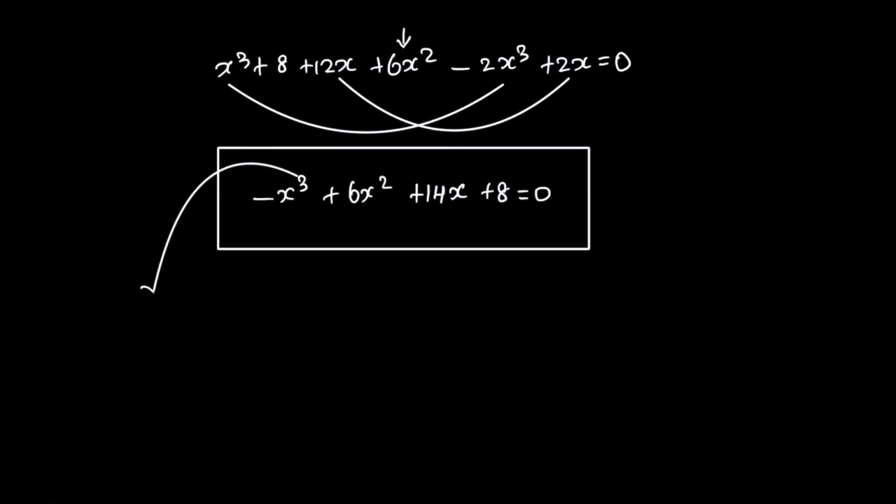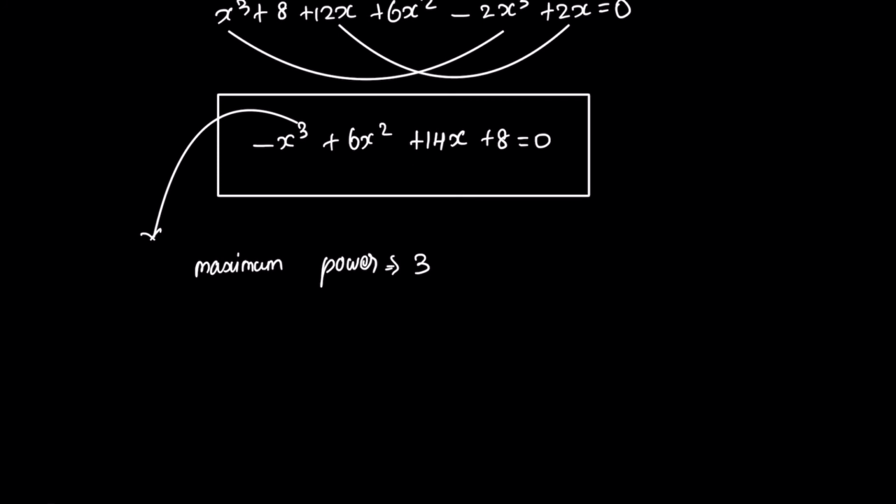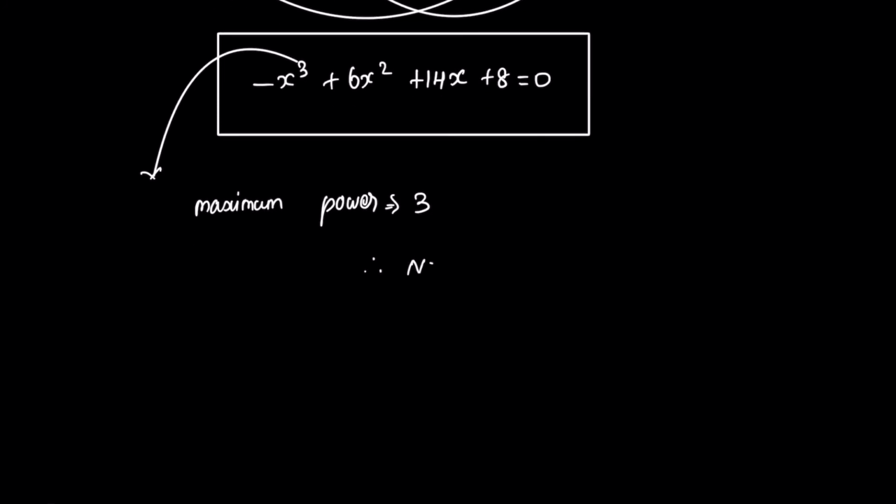The maximum power is 3. So it is a cubic equation, so not a quadratic equation. So we cannot write it in the form of ax square plus bx plus c is equal to 0.